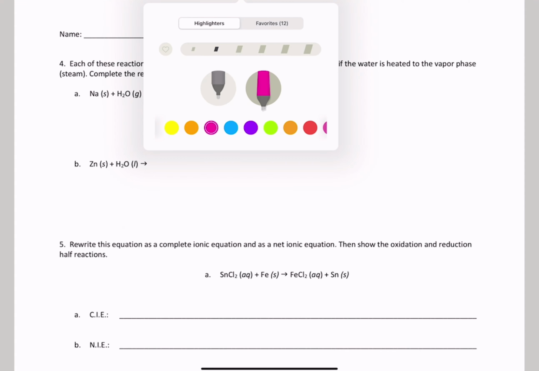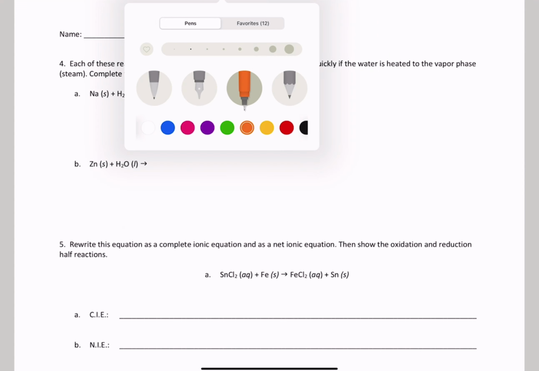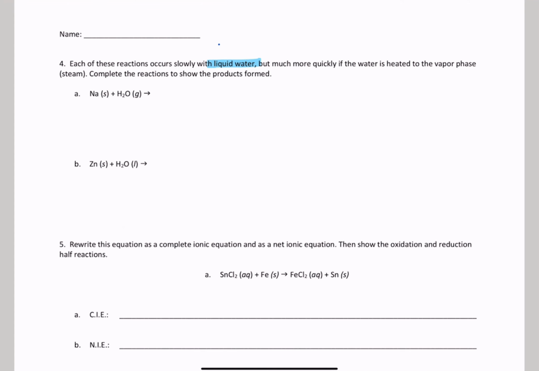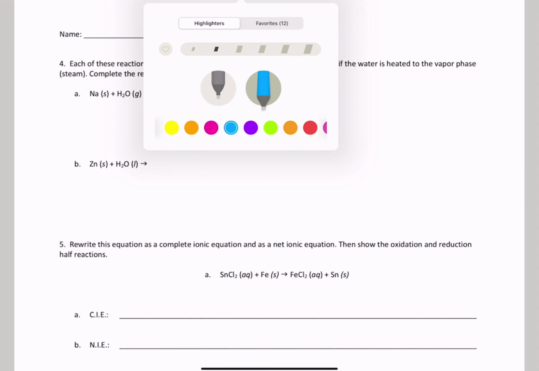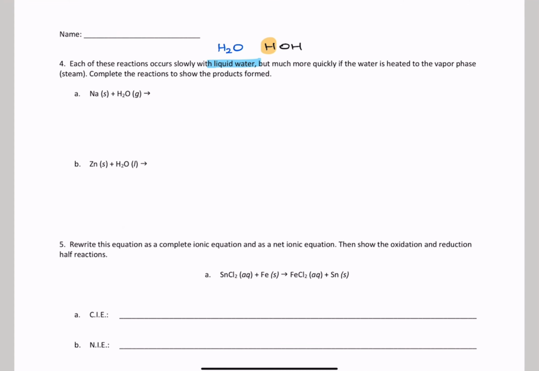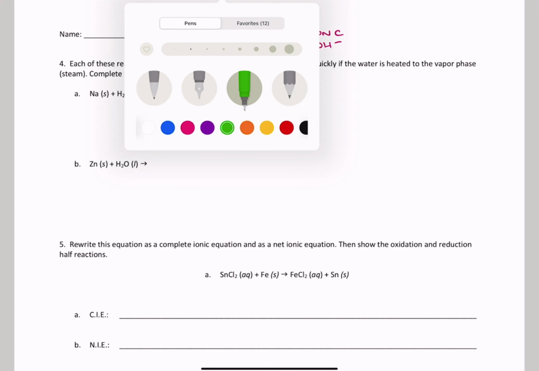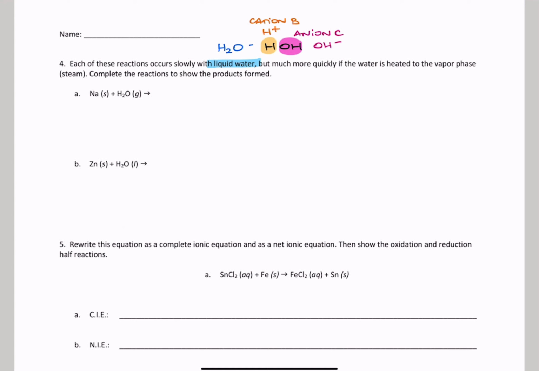Okay, so here we're looking at liquid water. So what I want you to remember is that obviously liquid water is H2O, but you can picture liquid water as being HOH, where this is your cation B, H plus, and here is your anion C, OH minus. Okay, obviously when they're combined, they are the same as H2O.